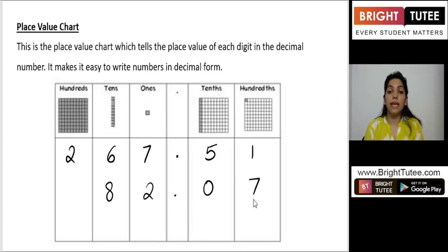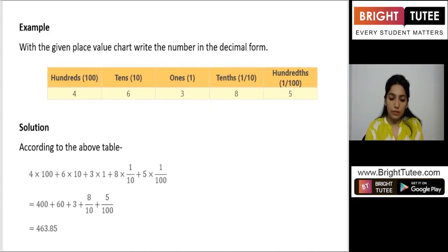Or let me write some other number. This number is 82.07. That means there is no number at tenths. It's just 7 at the hundredths place. Clear? Now look at here. We have got an example. Here it says, with the given place value chart, write the number in decimal form.